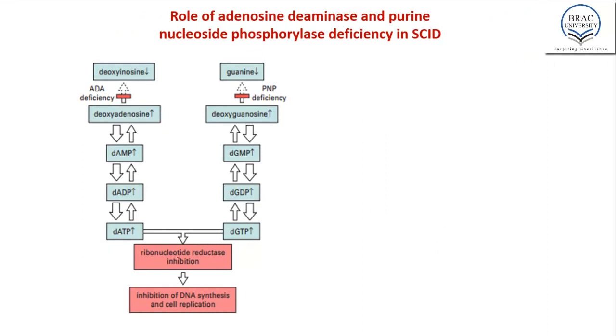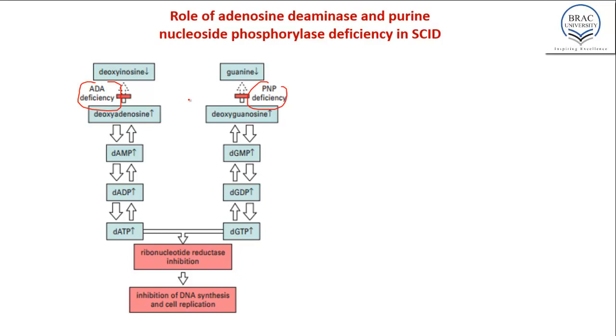So now let's talk about the role of adenosine deaminase and purine nucleoside phosphorylase deficiency in SCID. We already know SCID is a rare autosomal disease of the immune system due to genetic deficiency of adenosine deaminase or purine nucleoside phosphorylase. So ADA or PNP deficiency can lead to SCID. So what happens in our body? Adenosine deaminase, ADA, and purine nucleoside phosphorylase, PNP, are the enzymes responsible for degradation of purine.